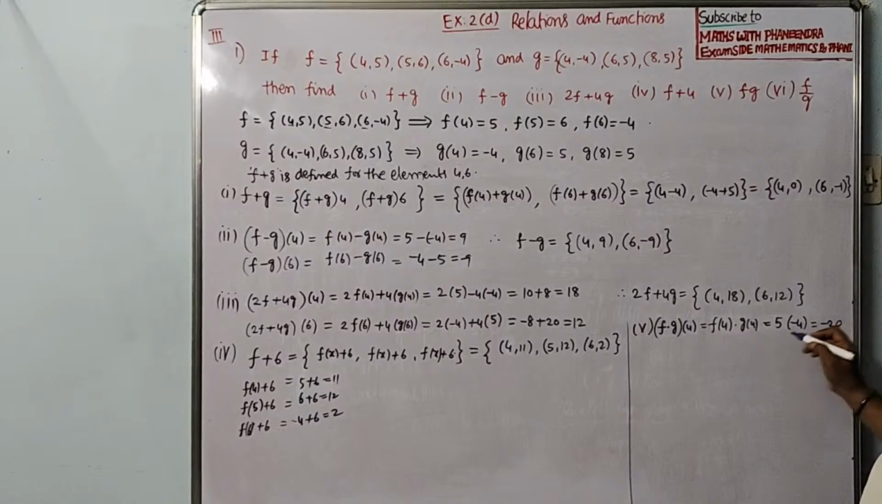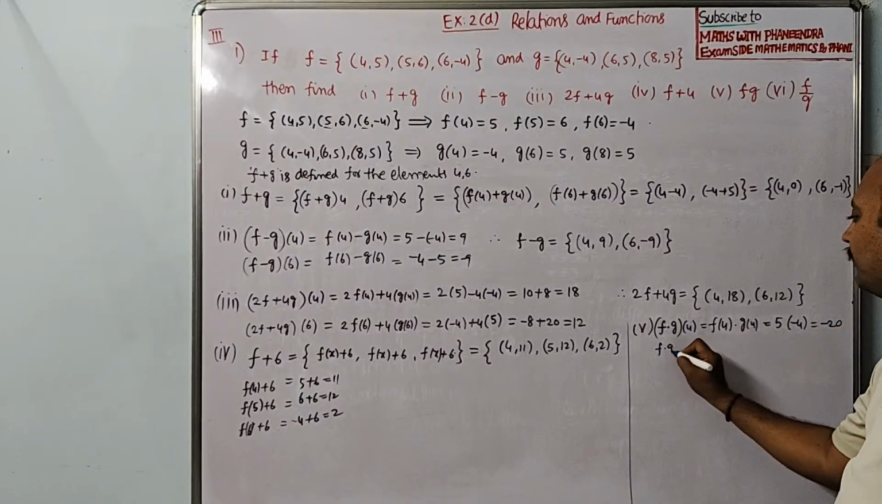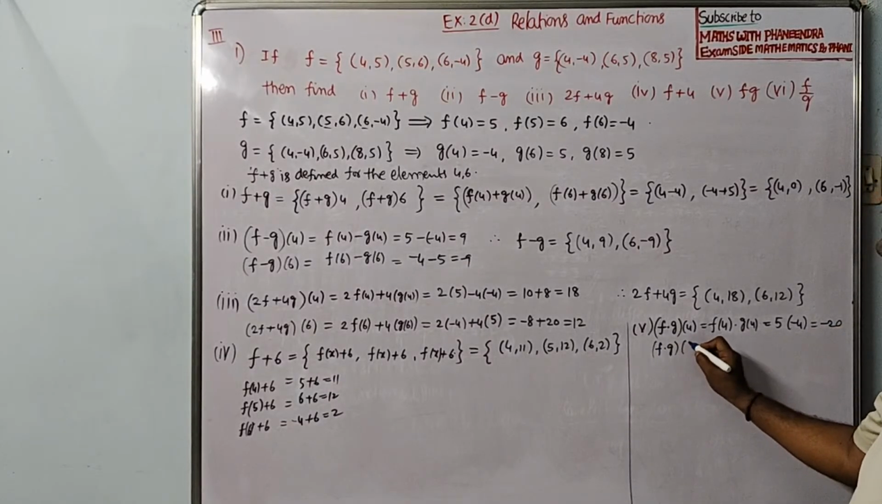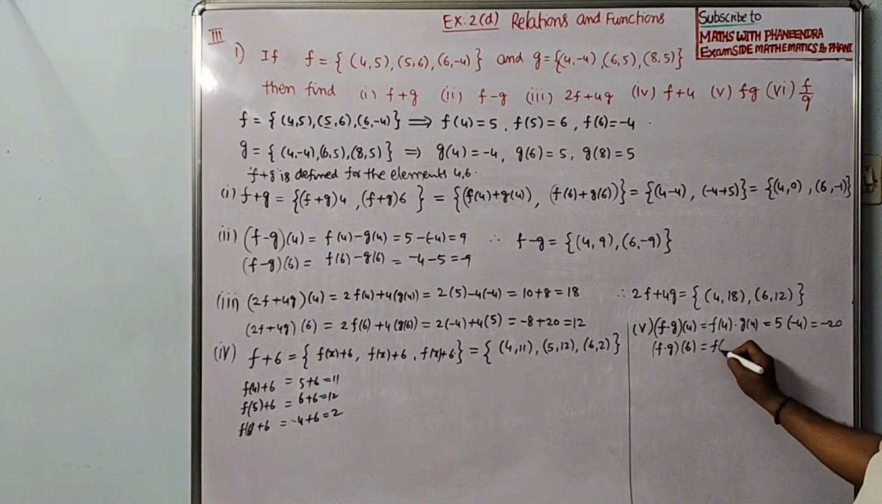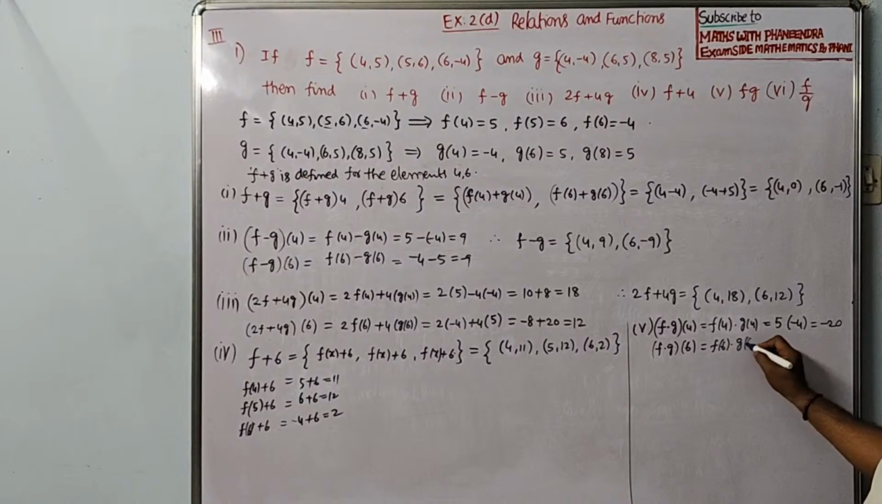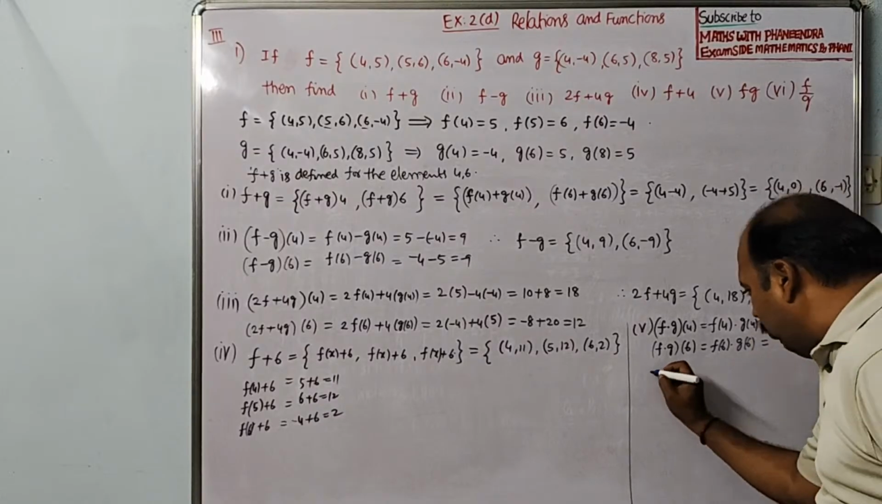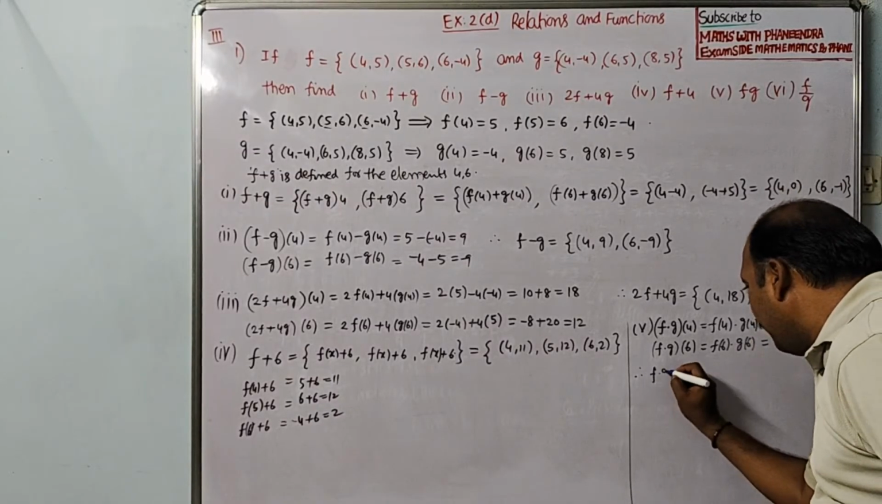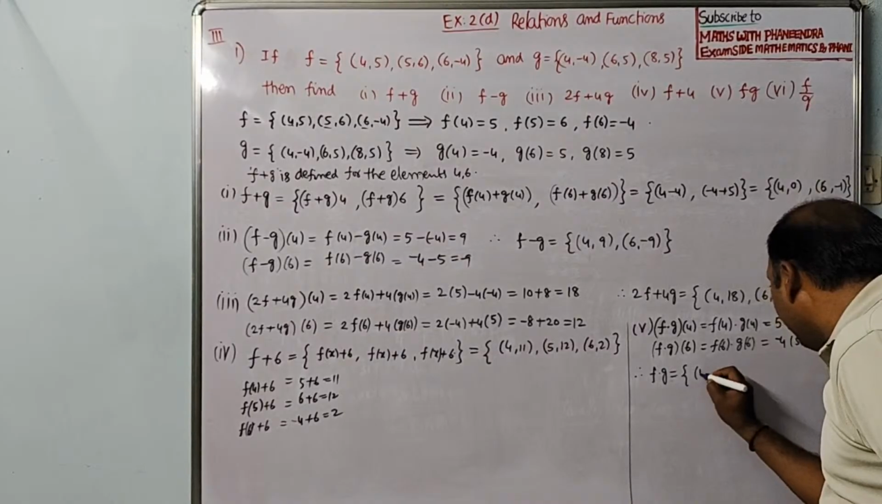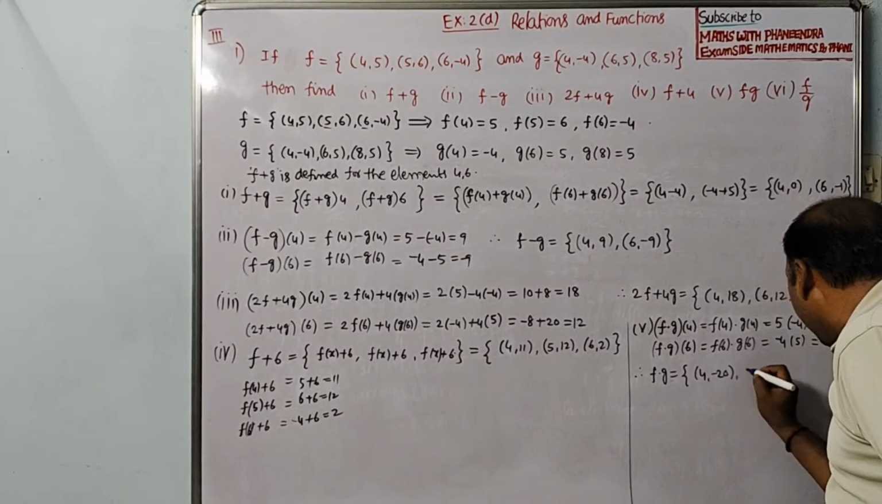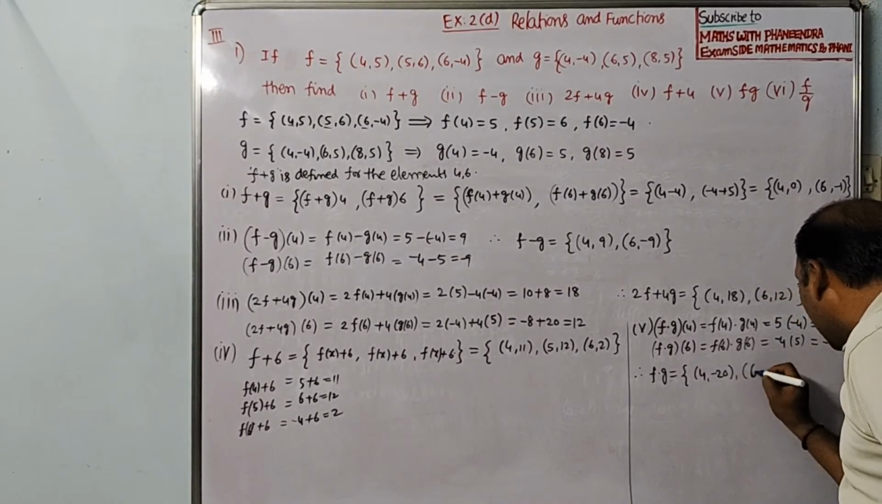So minus 20. Next, f into g of common elements, 4 and 6 only now. F of 6 into g of 6. F of 6 value minus 4 into g of 6 value 5. So minus 20. Therefore, f into g equal to 4 comma minus 20, 6 comma minus 20.